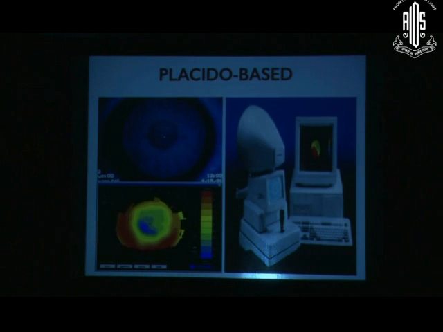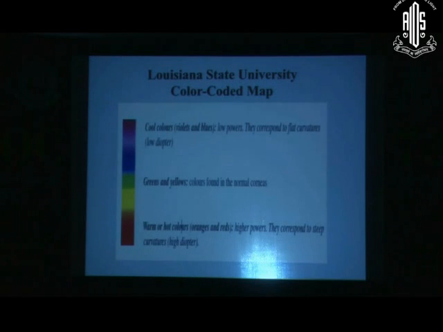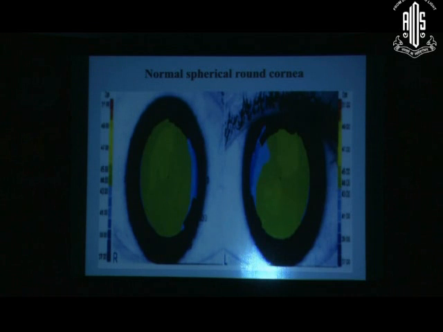So Placido based, as we know, the Placido rings are placed, and the image which is reflected is captured by the computer with the camera, and then it is analyzed, given in a digital form, and put in a color coded map with the help of the Louisiana State University color coded map. As we know, the flat areas are given in cool colors, the normal areas are given as green and yellow, and the steep areas are given as warm or hot colors. So this is a normal spherical round cornea, green color because this is what is normal.